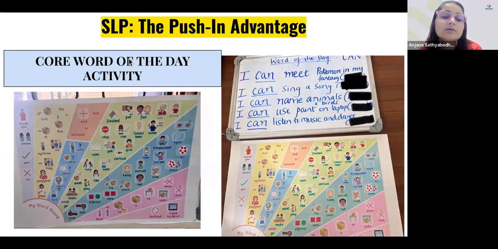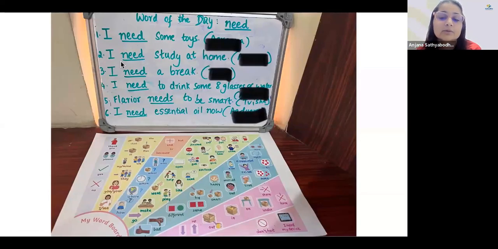We had one activity called core word of the day. We had a core word board, and from there I would pick a word of the day. Here, for example, can, because some of these core words needed more emphasis, as children seldom use them. Given access to all kinds of communication supports, they had to come up with a sentence. The core word here is need, and these are the sentences that children made.